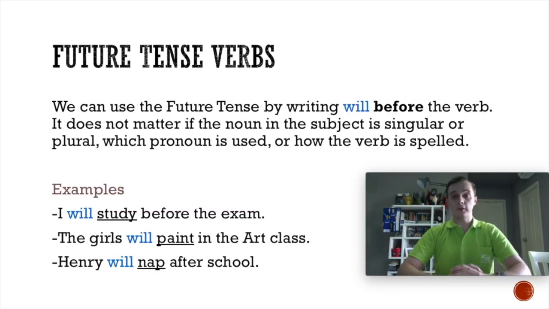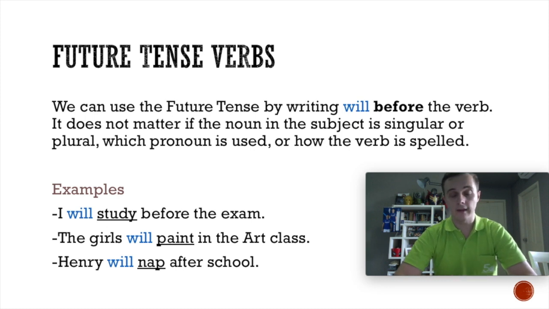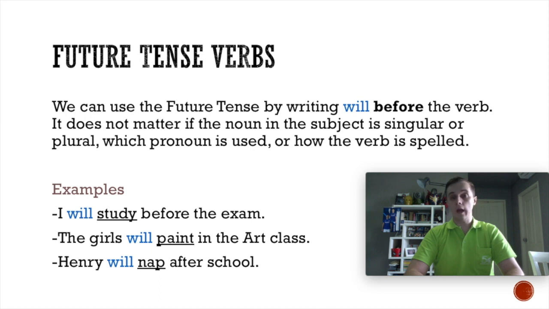Now, we've learned a few different rules for writing in the present tense and writing in the past tense. But future tense is very, very easy. In the future tense, all we need to do is write the word will before the verb. So it doesn't matter whether the noun in the subject is singular or plural, it doesn't matter whether we have a different pronoun, and it doesn't matter how we spell the verb. All you need to do is write the word will before the verb.